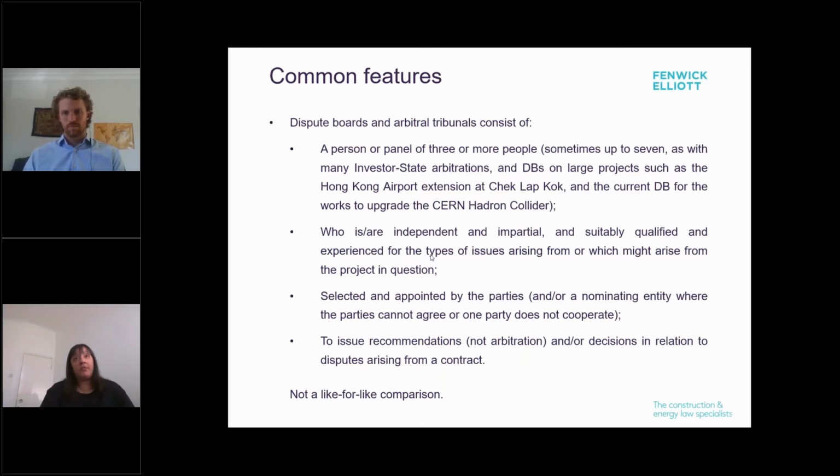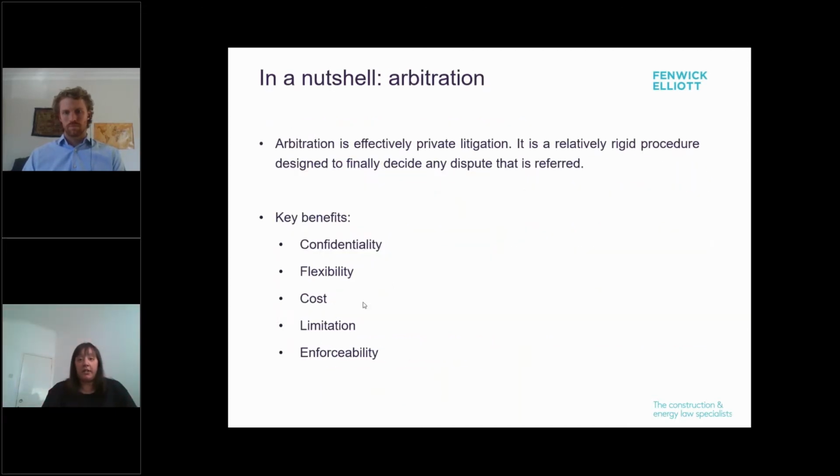So, in a nutshell, arbitration is effectively private litigation. It is a relatively rigid procedure designed to finally decide any dispute that is referred. The key benefits of arbitration include confidentiality. Unlike court cases where judgments are publicly available, arbitration awards are kept private. Hearings are also conducted in private. Excerpts of anonymized awards, however, can be published by arbitral institutions such as the ICC, but they have to have the consent of the parties to do that.